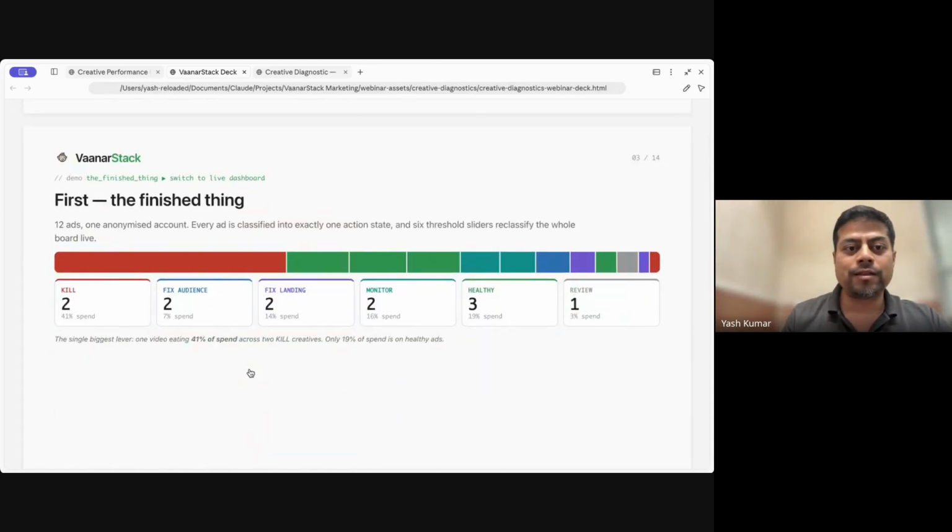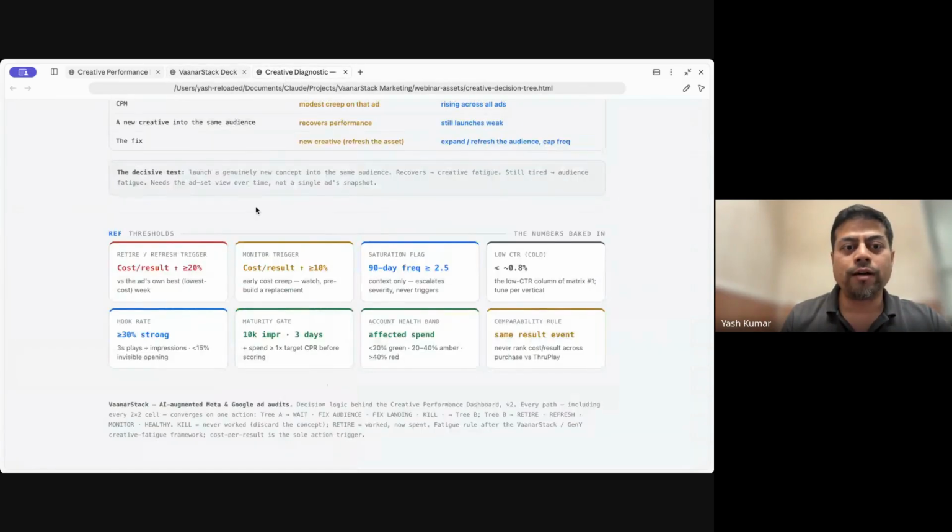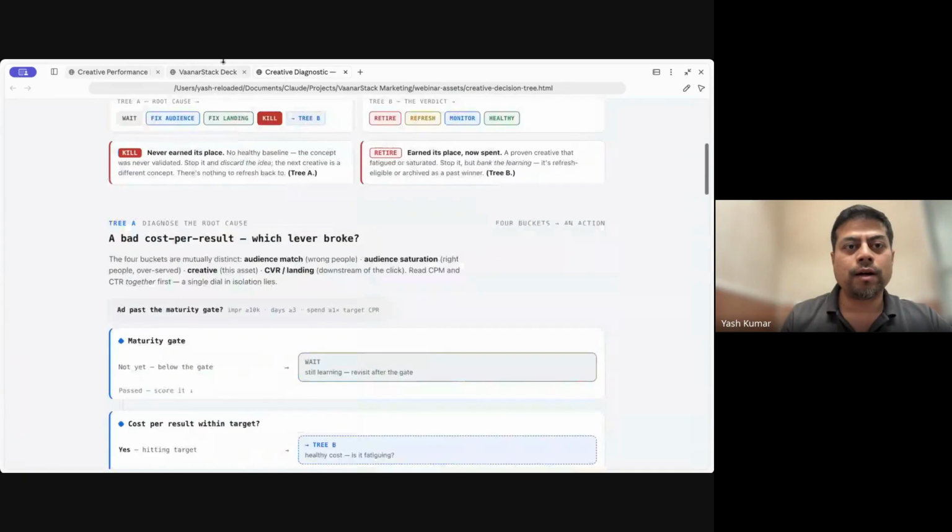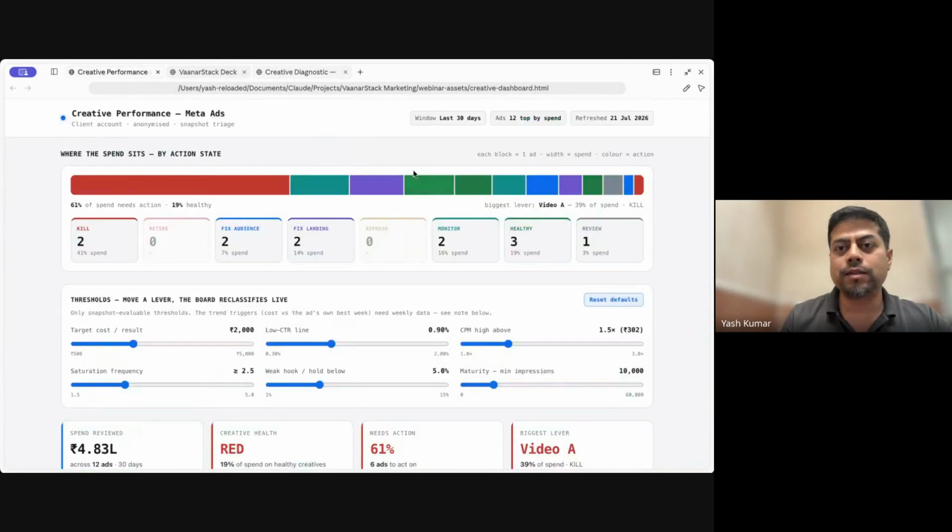So first thing, let's just look at the kind of output that I'm going to share. You can see the dashboard over here, where it is telling me the different categories of actions that I need to take for each of the ads for this particular account. This is an anonymized client account where just the numbers are there. There's no data about what the client is or what industry it is, and so on. The point is just to appreciate the format of it.